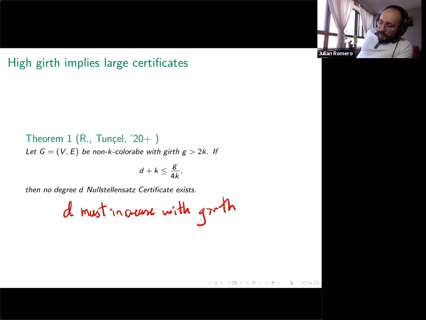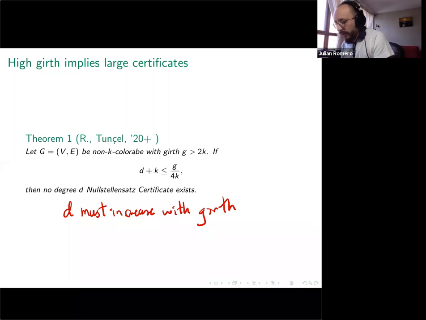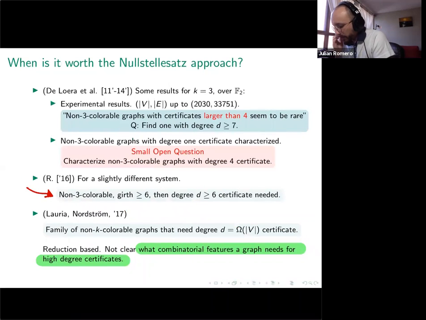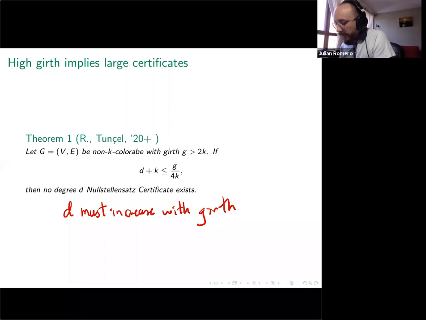This is not as strong as the result that Lauria and Nordström have, because they find degrees that are omega of the number of vertices. But graphs that have large girth and are not k-colorable tend to have a number of vertices of order k to the g. So the smallest ones are in that regime, which is actually exponential.